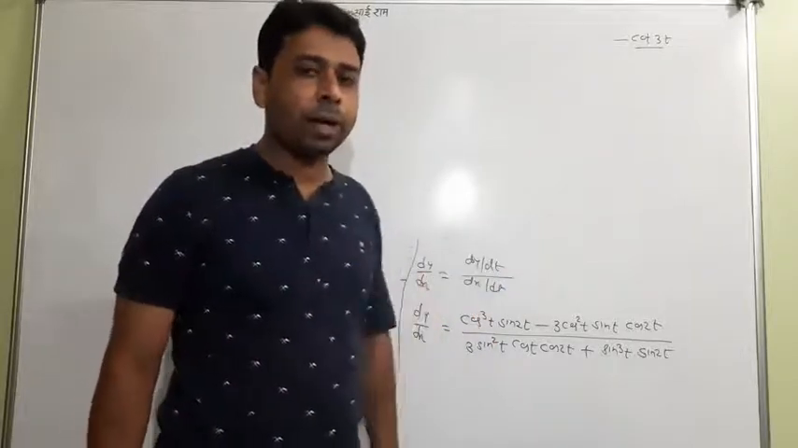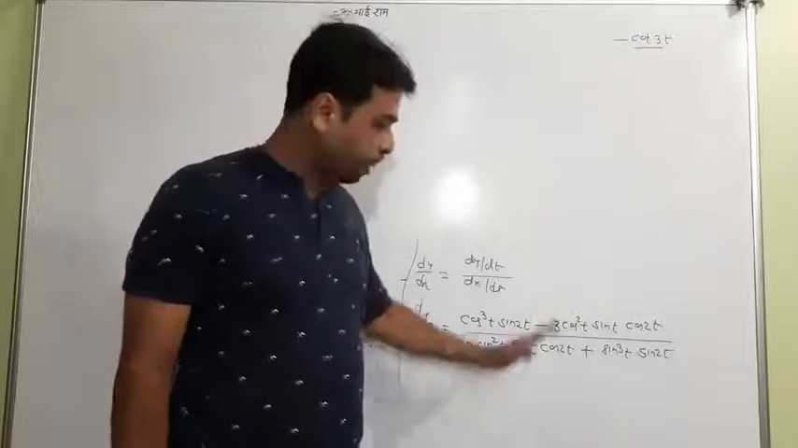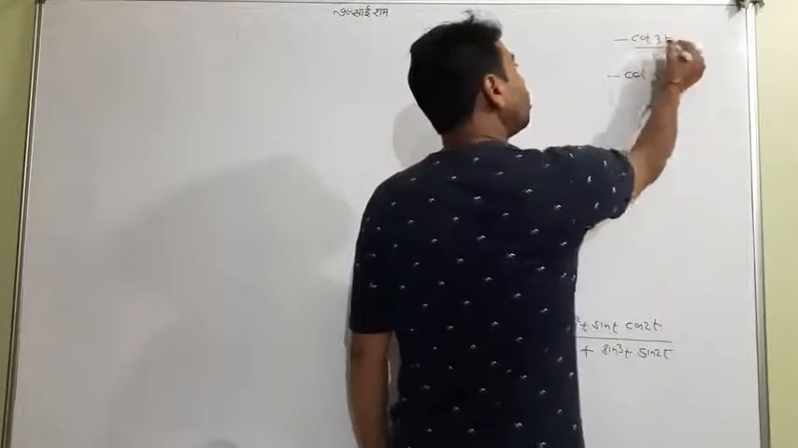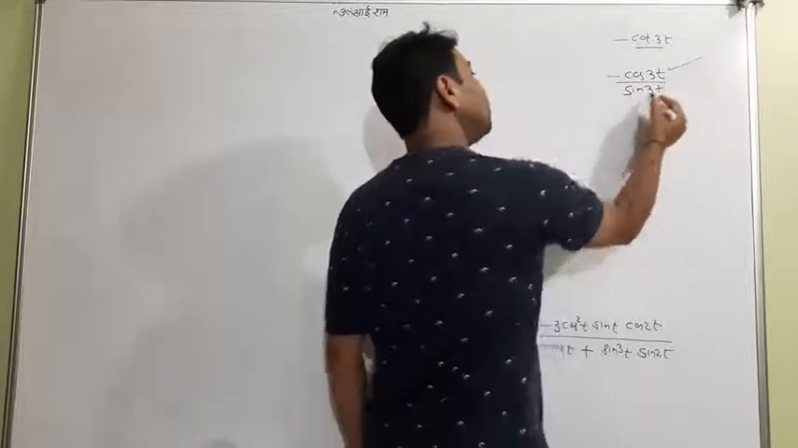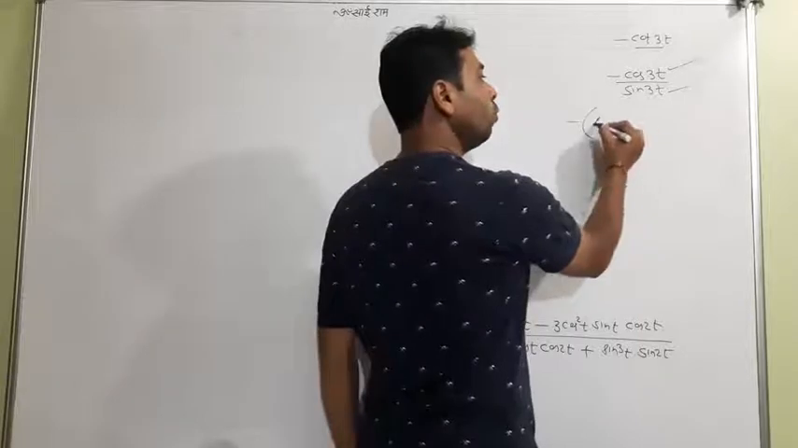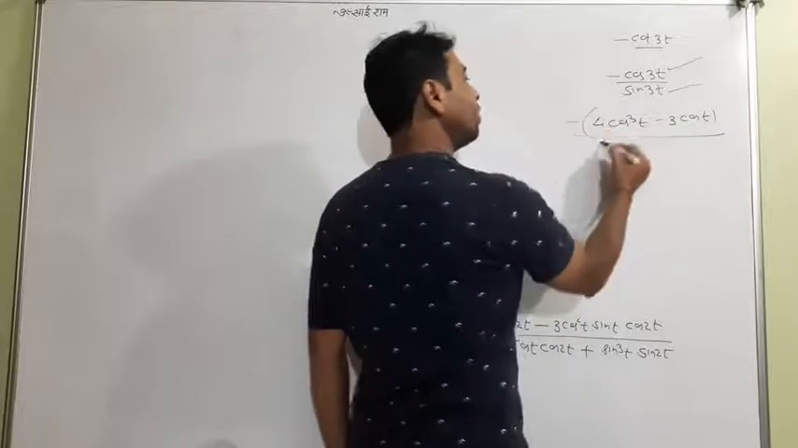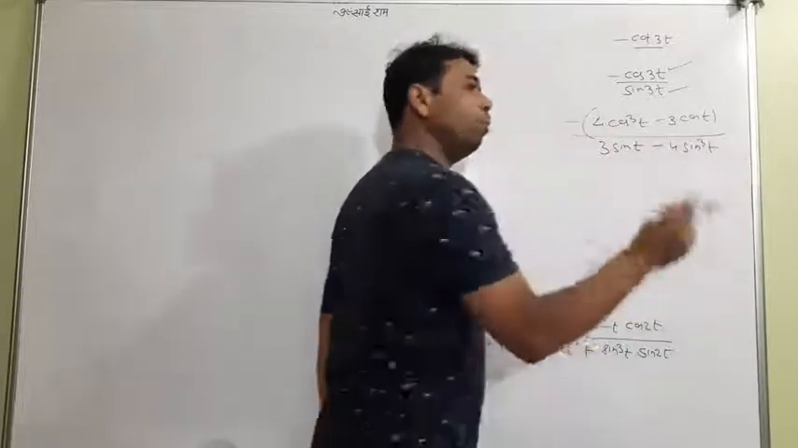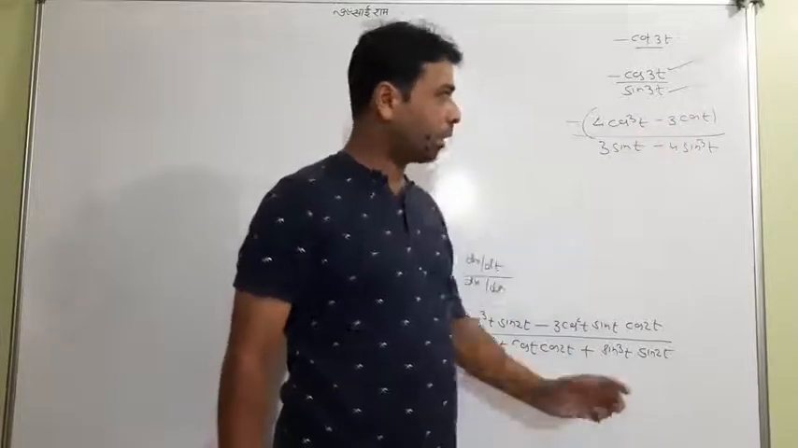So how will we simplify? I tell you with the answer how to remember this. First, cot 3t is actually cos 3t upon sin 3t. And cos 3t and sin 3t have two different formulas. You know that cos 3t is 4 cos cube t minus 3 cos t, and sin 3t is 3 sin t minus 4 sin cube t. So this term should be in the numerator and this term in the denominator, and that is the main thing.